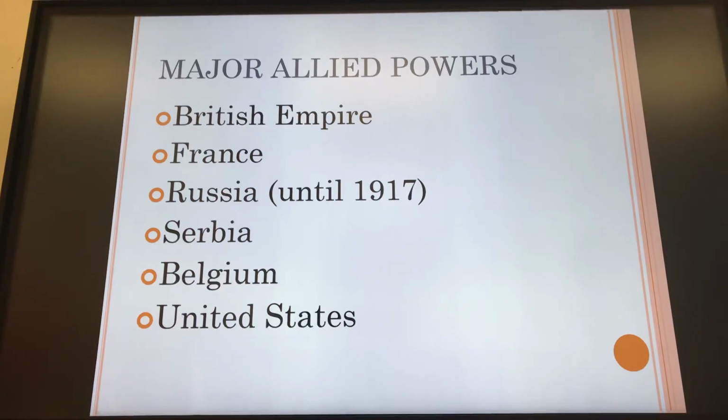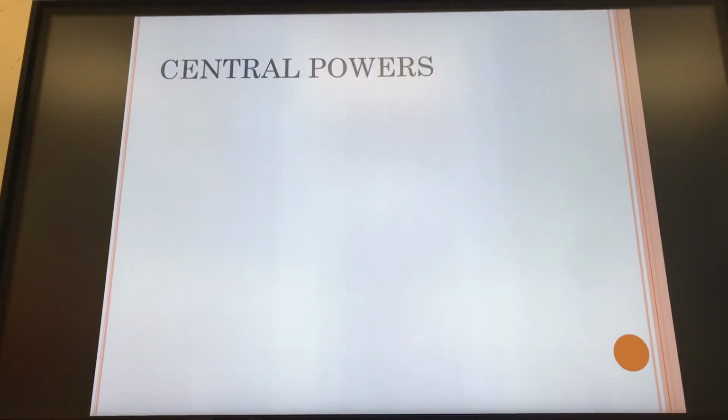And again, a lot of these places are labeled up on the map, up on the wall in the classroom. On the other side, you have the Central powers. A lot of these will become Axis powers in World War II.